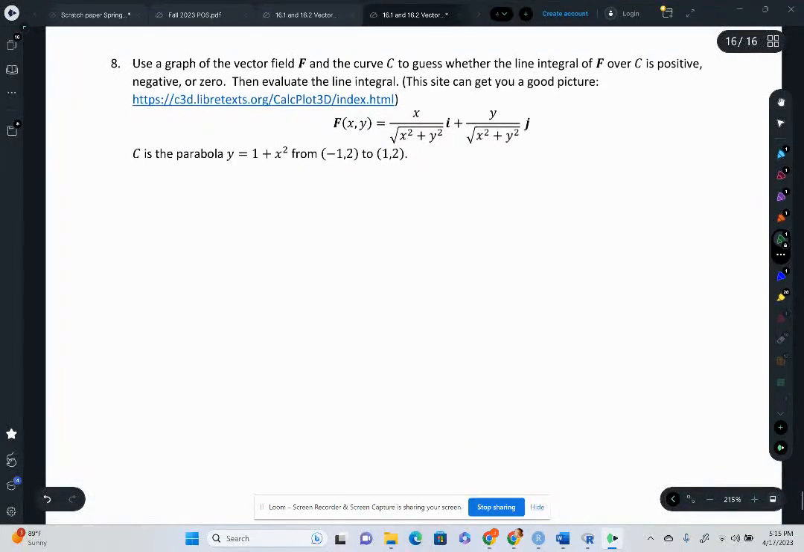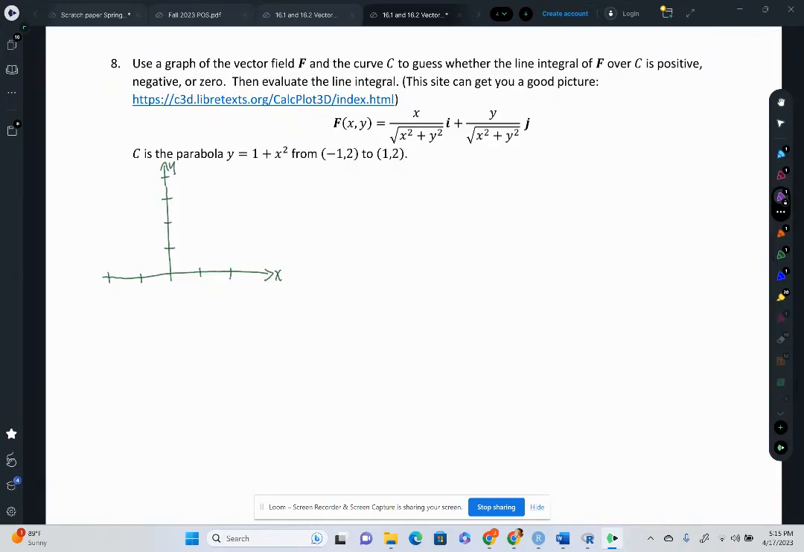I can draw C, and let's see. Two, 3, and 4. Okay, so from (-1, 2) to (1, 2), and this particular curve, 1 plus x squared, has a vertex at (0, 1). So we really just have this little part right here. And since we're starting at (-1, 2) and going to (1, 2), I draw my arrows in that way.